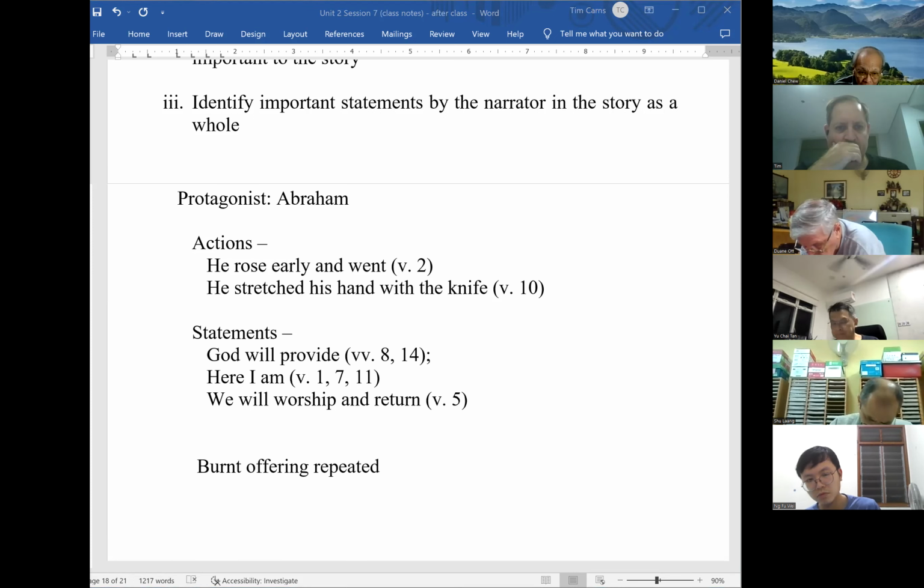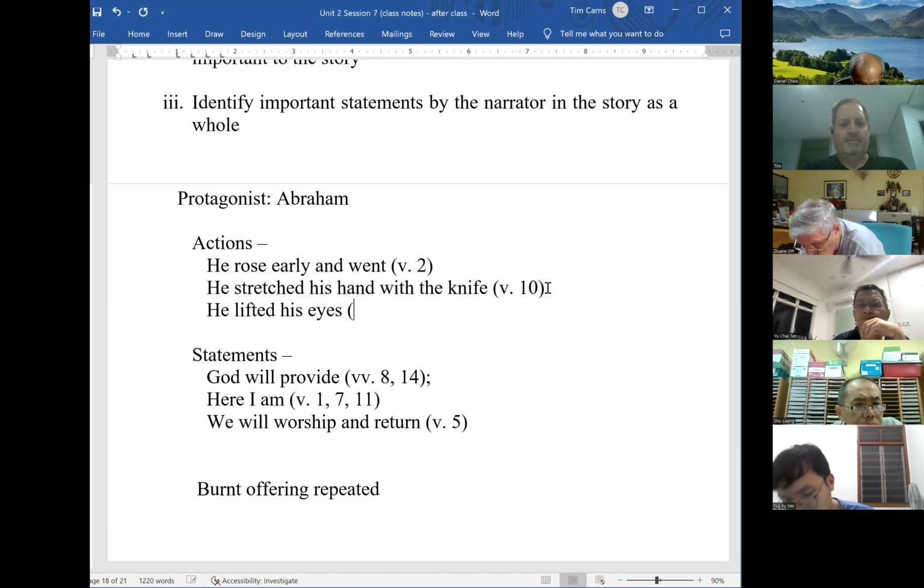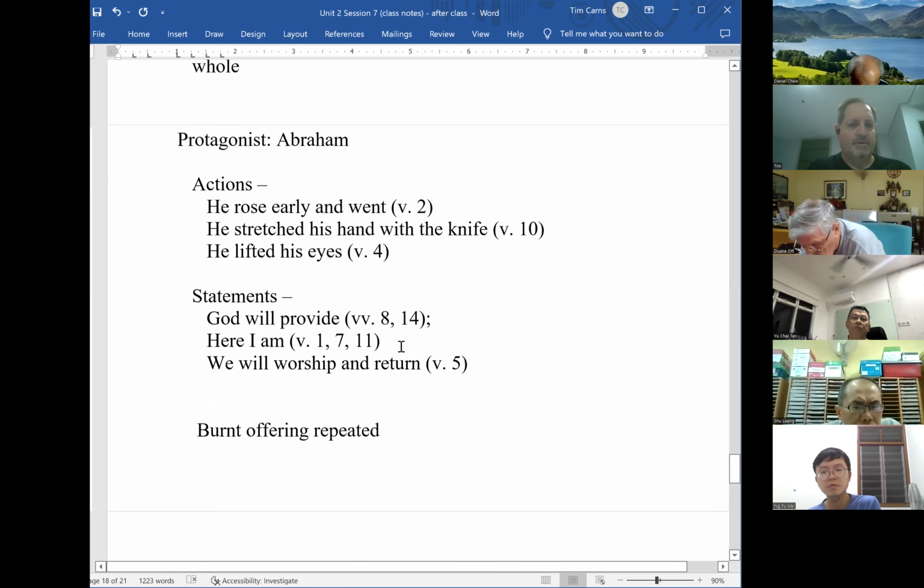What about lift up his eyes? Yeah, what verse was that in? Verse 4. Okay, and what would be significant about that, you think? I think this is some sign of obedience. Yes. Okay, good. All right, so those would be some things that maybe stick out.